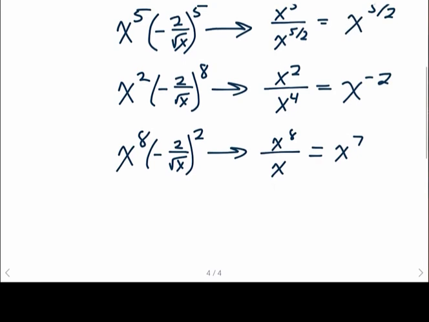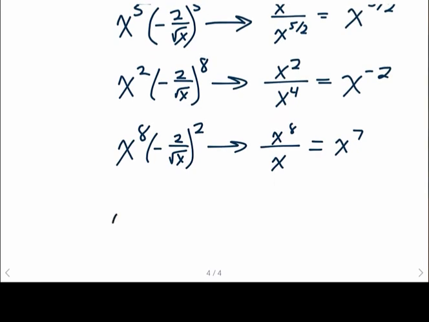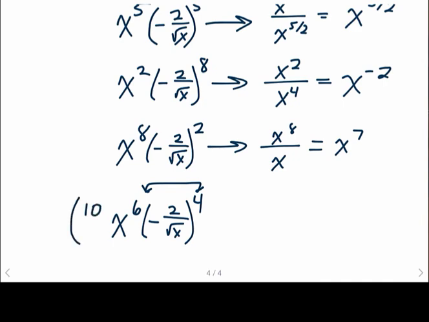Let's cut to the chase now. What we're going to be looking for is the term where we have x to the sixth power, and then negative 2 divided by the square root of x to the fourth power. Remember, those exponents need to add up to 10. And then the combination coefficient is going to be 10 choose 4, because remember, that bottom number matches the exponent on the second factor.